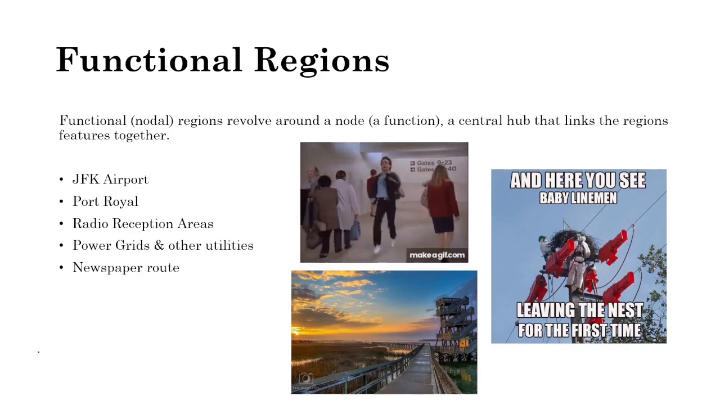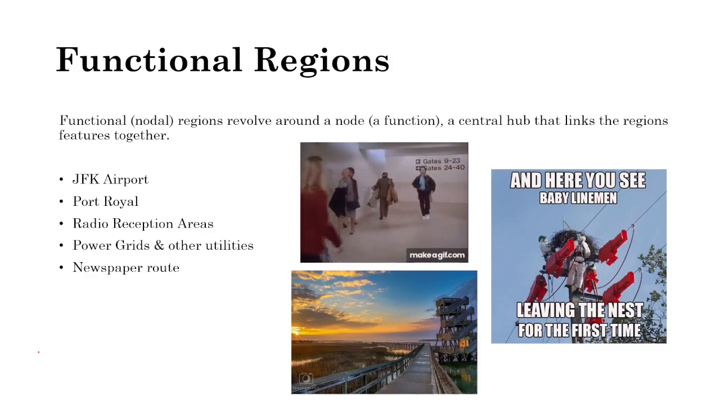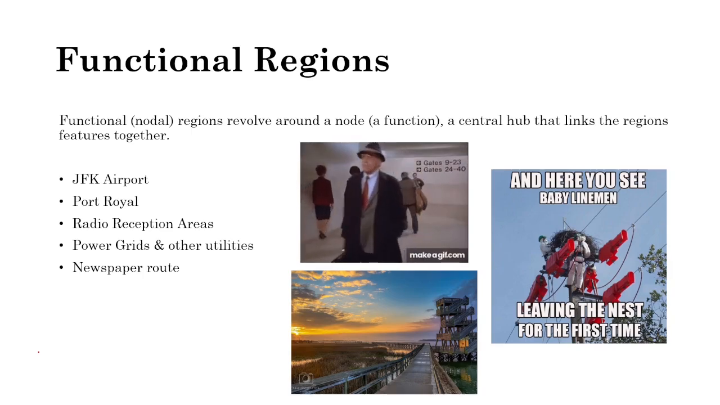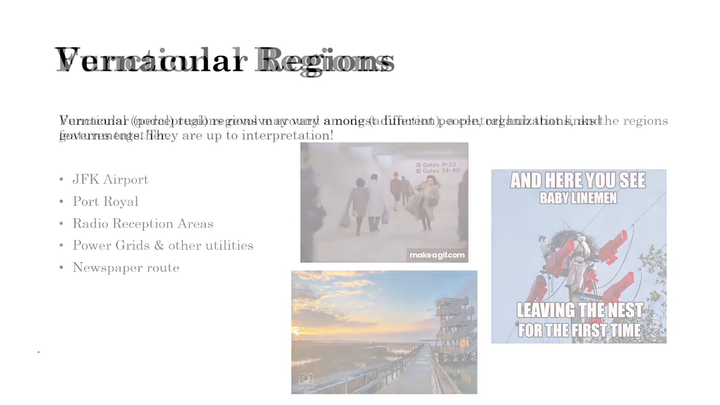A newspaper route. So the newspaper, where it gets printed, that's where the function is. And then the route is the region of who gets the newspaper or not.